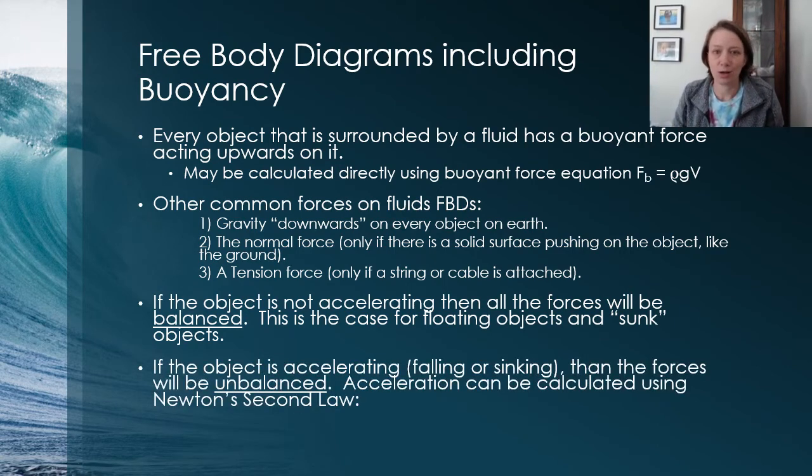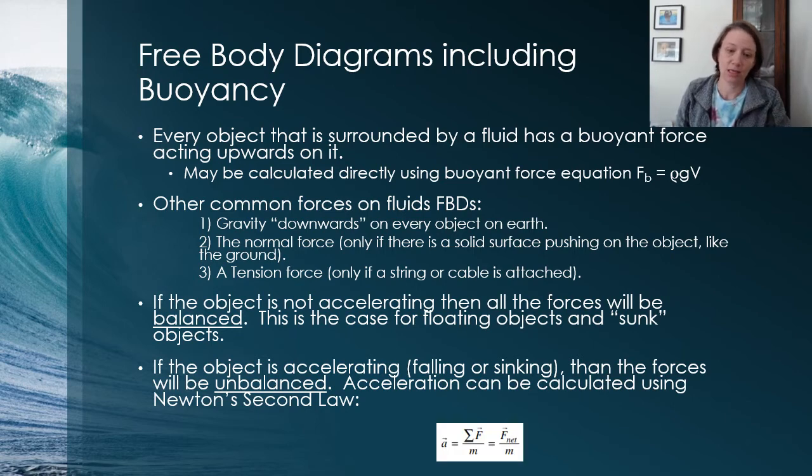Sometimes we encounter an object that is accelerating. So this would be an object that is maybe falling through the ocean and accelerating, or like a balloon, when you let go of a balloon, it would accelerate upwards. And in those cases, the forces on the free body diagrams are going to be unbalanced, and we could calculate the acceleration of the objects based on Newton's second law. So this is F equals ma, or a equals sigma F over m. Find the sum of the forces and use that in this equation.